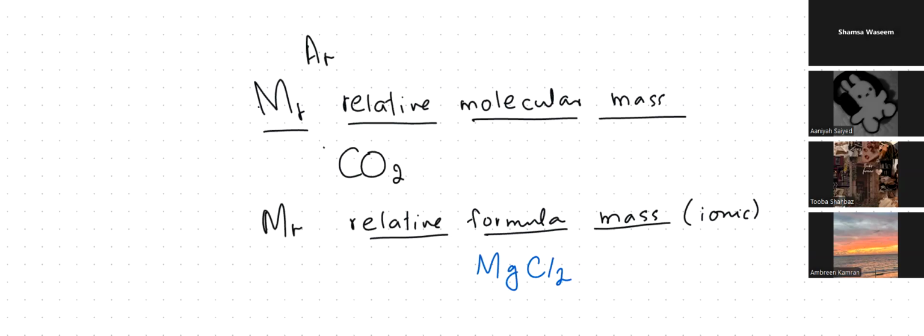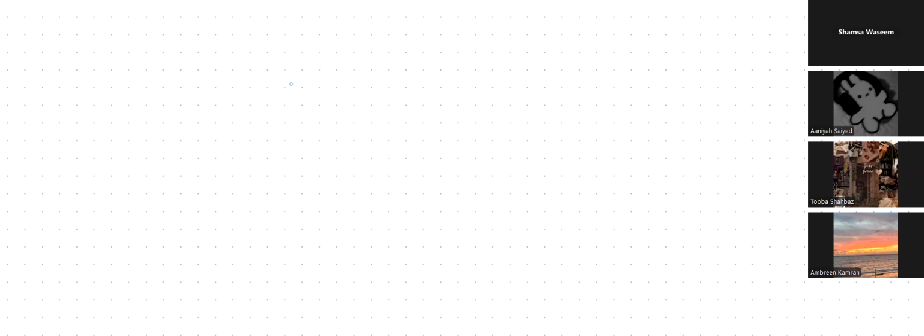So the relative formula mass is for ionic compounds, and the relative molecular mass is for covalent compounds. But how are you going to calculate it? For example, we have to calculate the relative formula mass of sodium carbonate. Sodium carbonate is an ionic compound, so we are going to calculate the relative formula mass, Mr.